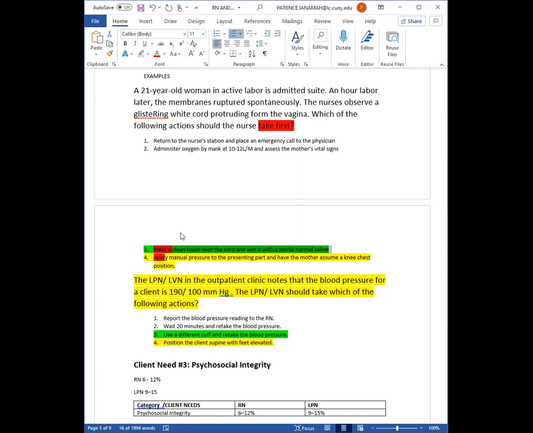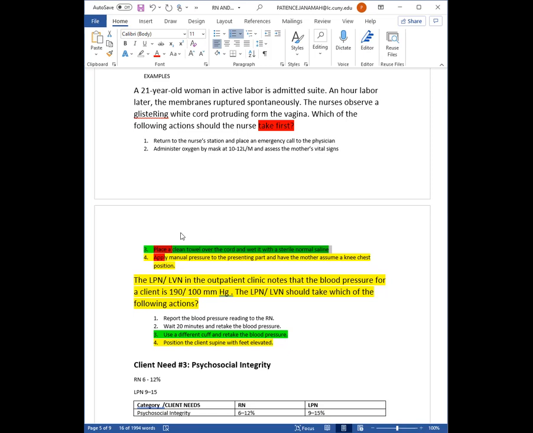Beverly and Clementina said you apply manual pressure to the presenting part and have the mother assume a knee-chest position. Do any of you have a reason why you chose this answer? Do you know why you will do this? Or you just picked it because it looked right?